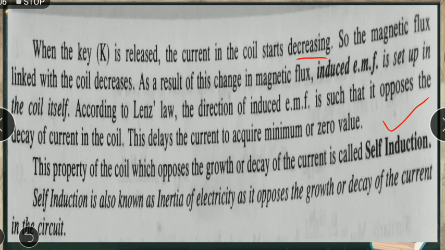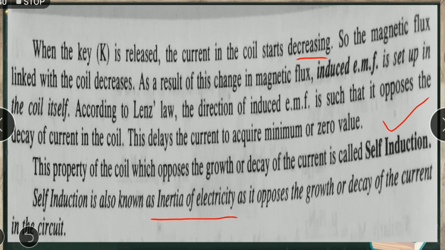So this opposing the growth or the decay of the current in the same coil is called as what? Self induction. Here self induction is also known as inertia of electricity. It is also known as what? Inertia. It is the physical significance of the self inductance.